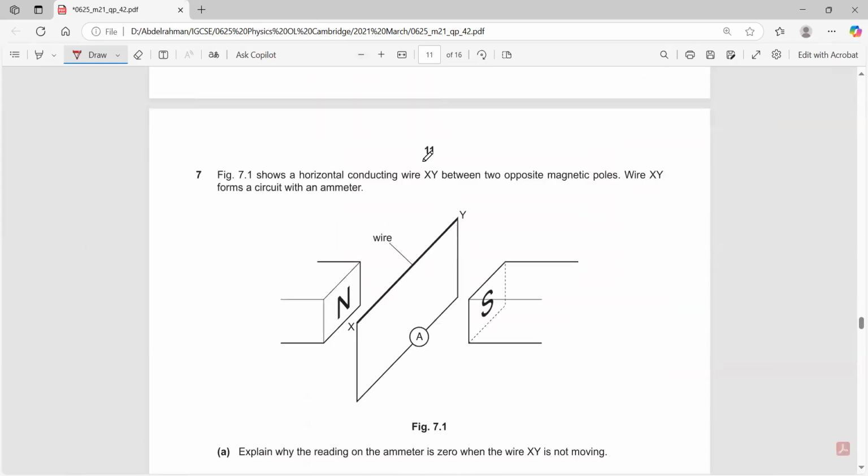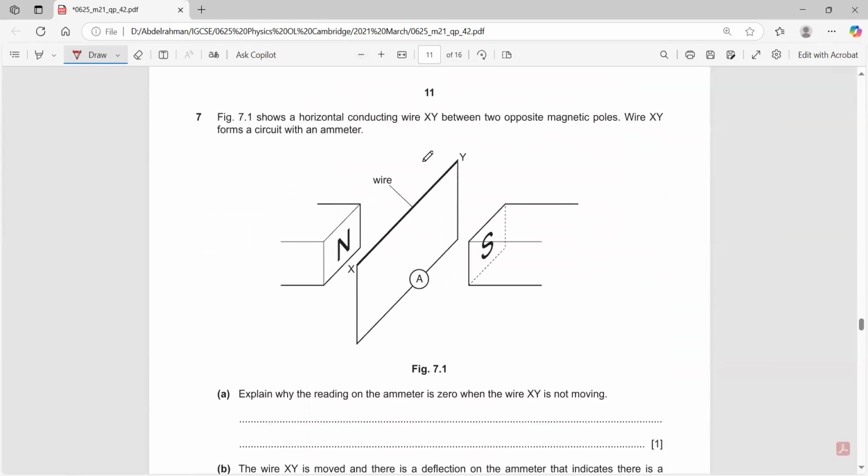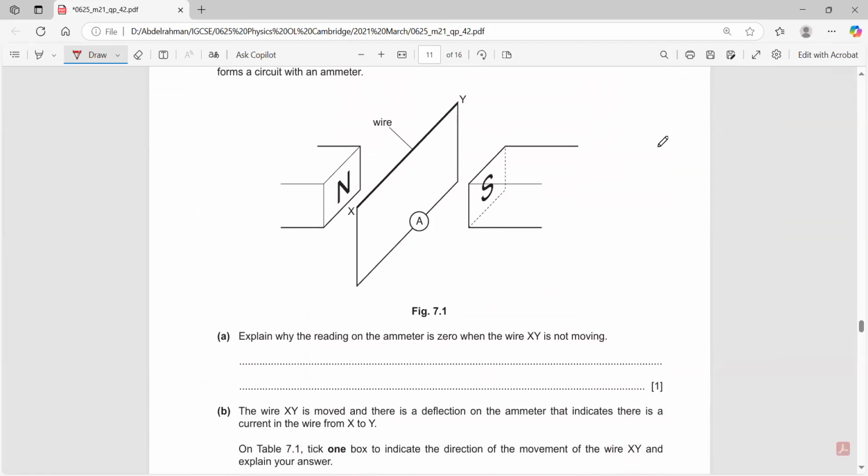Figure 7.1 shows a horizontal conducting wire XY between two opposite magnetic poles. Wire XY forms a circuit with an ammeter. Explain why the reading on the ammeter is zero when the wire is not moving. When the wire is not moving, why is it zero? Because there is no cutting. It's not cutting the magnetic field.